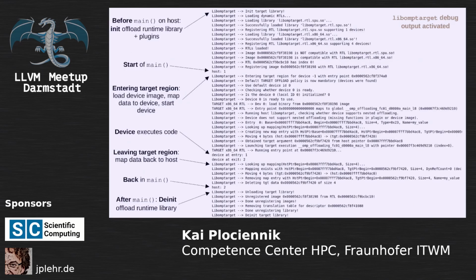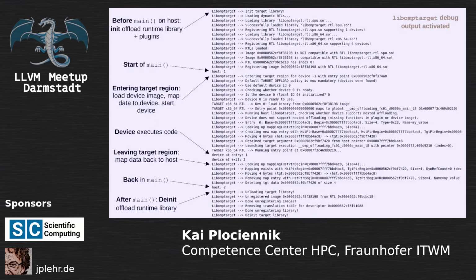If you activate debug output of the offloading runtime library, you get the output on the right. From top to bottom, you see host 1, device at entry 1, device at exit 2, host 2. That's the actual output of your program. But in between, there's lots of stuff going on.